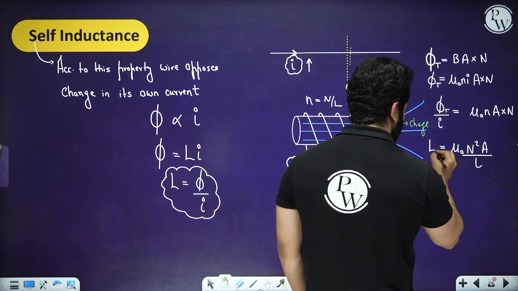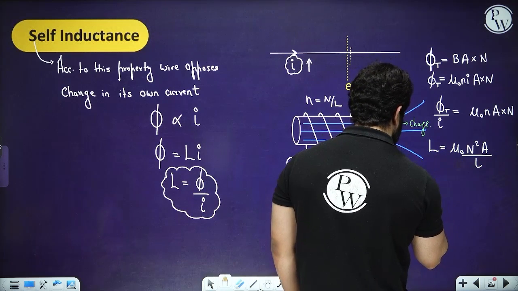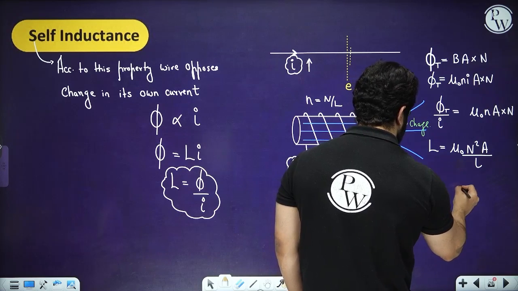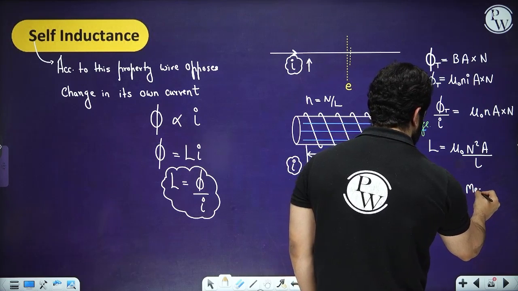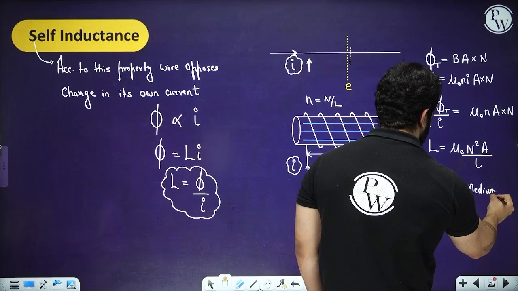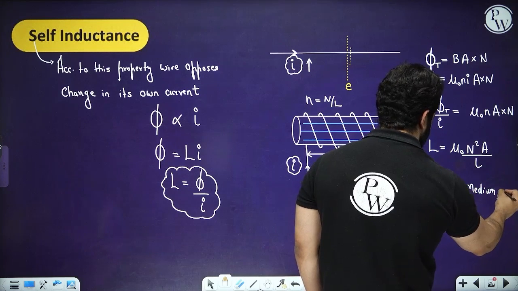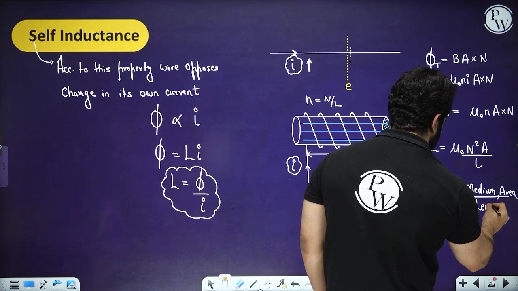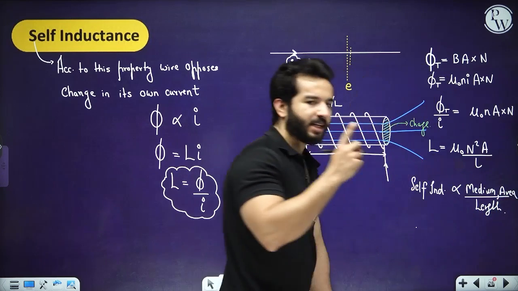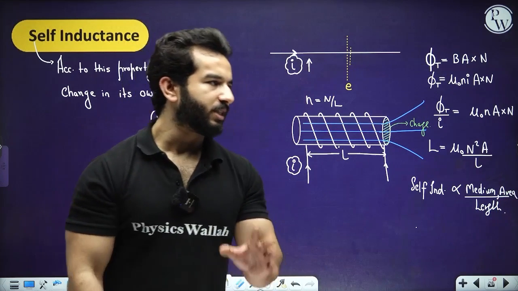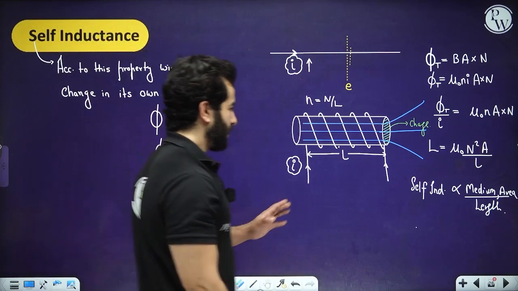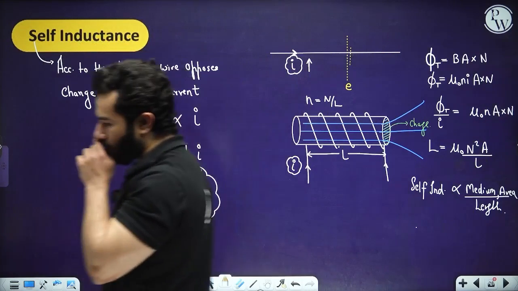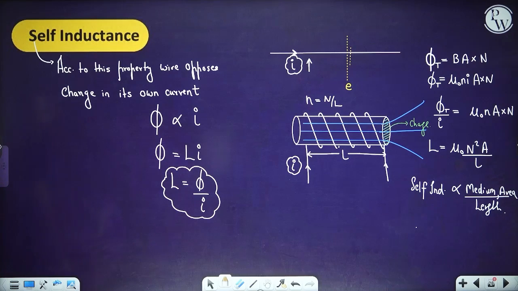So now what you are seeing is that self-inductance, the coefficient of self-inductance, depends upon the medium, it depends upon the area, and it inversely depends upon the length. That means it depends upon the geometry and it depends upon the medium. These are the two things on which it depends if we are going to talk about self-inductance, right? Hopefully everything is clear till this point.